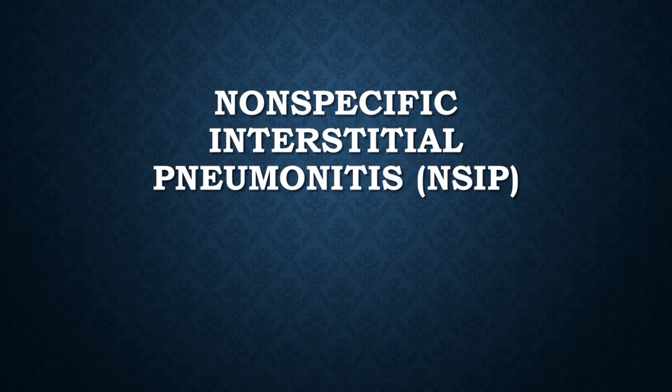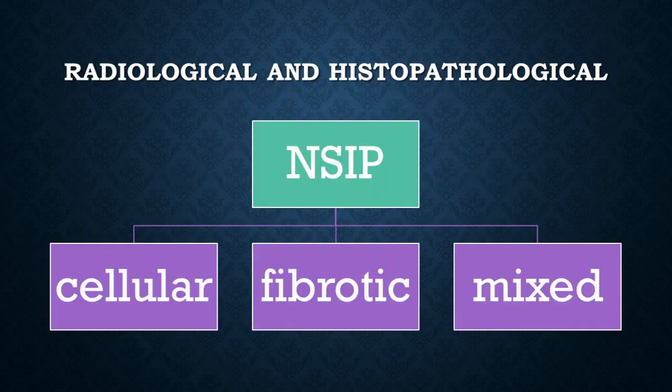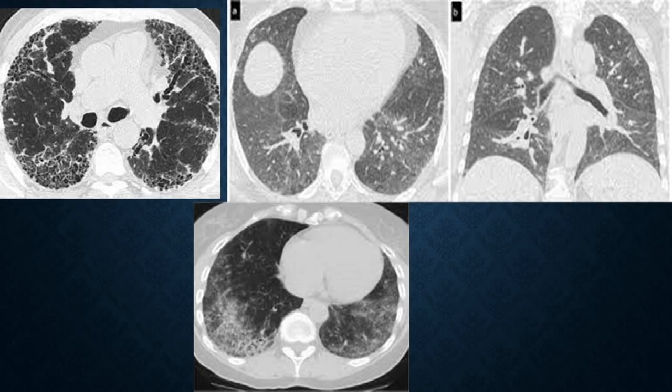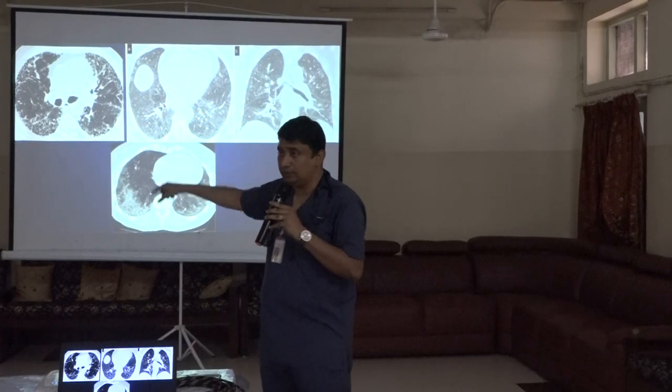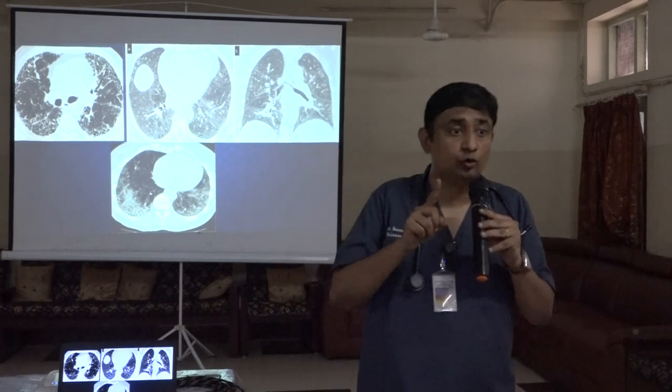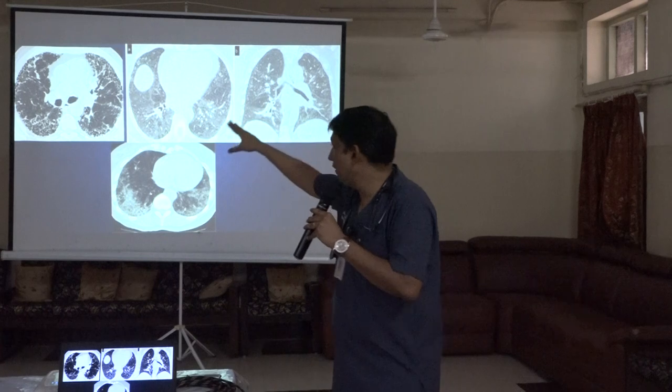A few words on NSIP. I've already talked some bits of it, which is, it is a distinct entity. As I already alluded to, radiologically and histopathologically, they can be cellular, fibrotic, or mixed. And the top left picture is that of, you may recall from the previous talk, a case where the starting point was clinical suspicion of IPF. You had probable UIP or fibrotic HP. So that is what we are looking at there. If you may remember, there is interstitial thickening, reticular nodular opacities, traction bronchiectasis, but there is no honeycombing. Okay, so that would be fibrotic HP.